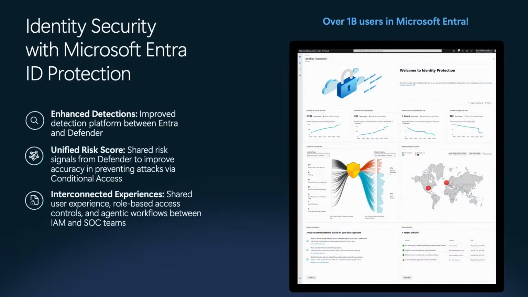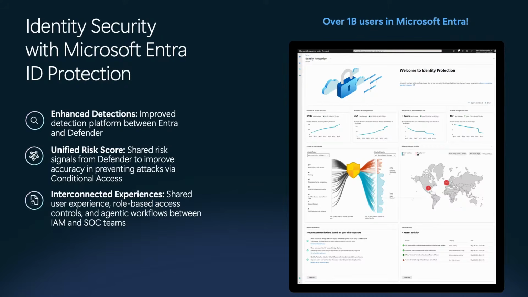The amount of signals is simply not enough in today's fast-moving threat landscape that we see targeting identities every single day. Entra alone has over 1 billion users, and as part of that, we needed to think through how we bring actionable insights to both the identity and SOC teams. I want to share with you 3 key updates that we've made to our identity security story with Microsoft Entra ID Protection. The first one, we know attackers love to look for the seams in products when they're thinking about how they're going to attack an organization and take over an identity.